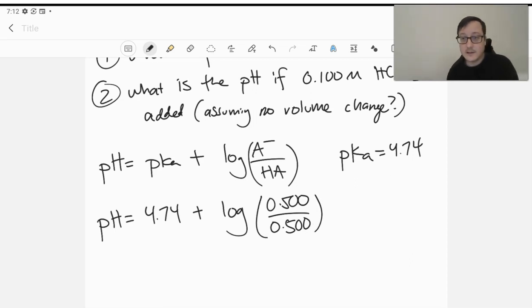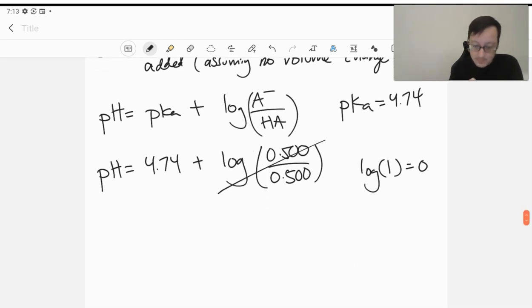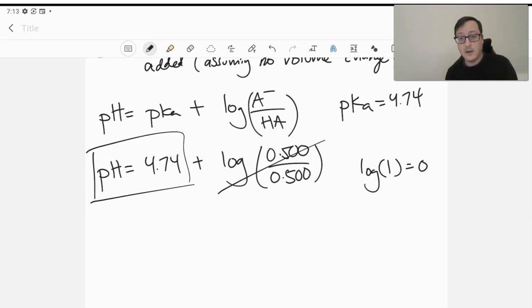Thankfully for us, log of 1 is 0, remember. The log of 1 is 0, that's defined, right? So that goes away. So the pH is simply 4.74. The pH is equal to our pKa here. Ta-da! We've done it. Problem 1 solved.